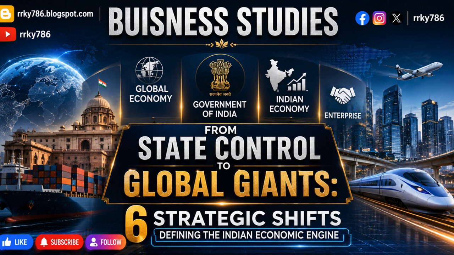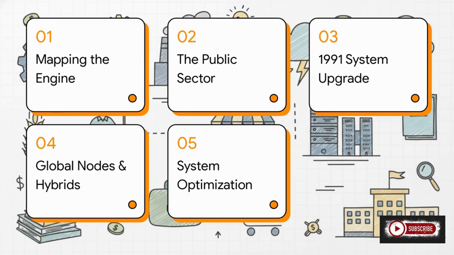Here's our agenda for today's operator's manual. First, mapping the economic engine. Second, inside the public sector. Third, the 1991 system upgrade. Fourth, global nodes and hybrid engines. And finally, executing system optimization.